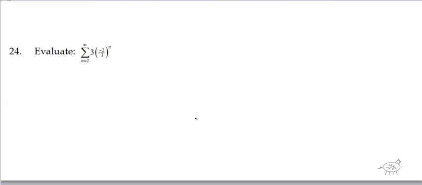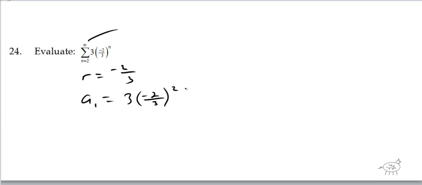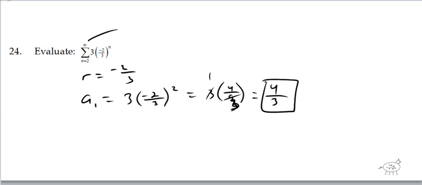All right, 24. This is infinite geometric because there's an infinity sign there. So we need r. Well, that's easy. R is -2/3. And we need a sub 1. We need the first term. Well, let's plug in a 1 in there. So 3 times -2 over 3 squared. So that gives us 3 times 4/9. So if I multiply that together, it's a 1 and a 2, or 3. So the answer is 4/3. Okay, for a sub 1.